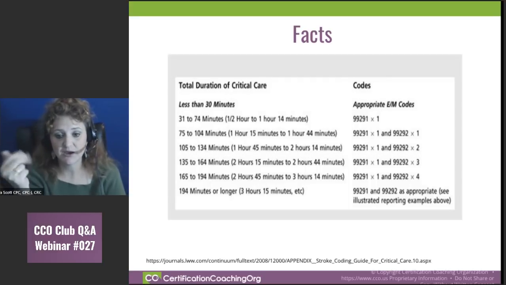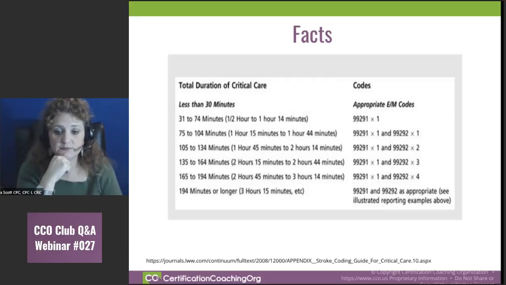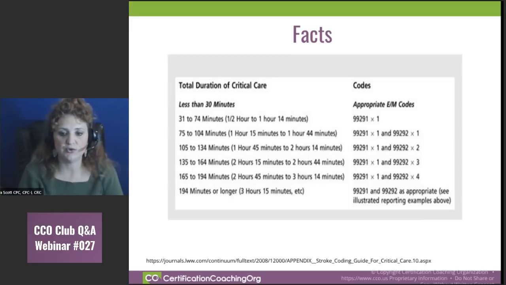You know, it's however your biller or payment system wants you to do it. And it's probably times 2. Because look, when you get down to spending 194 minutes, which would be 3 hours and 14 minutes, then you've got your original code, 99291, which I like to call a parent code, and the little add-on code, 99292 times 4. Now, what do you do if we have more than 194 minutes?